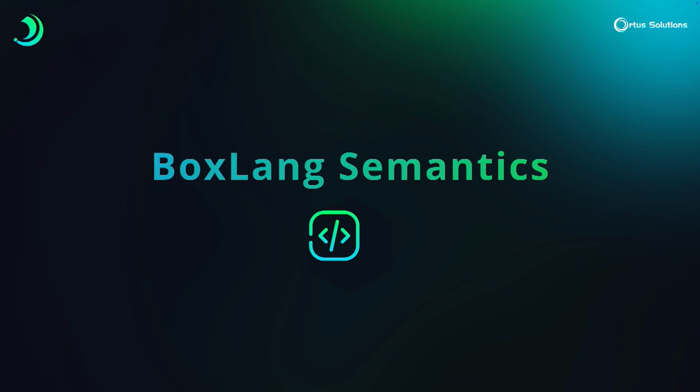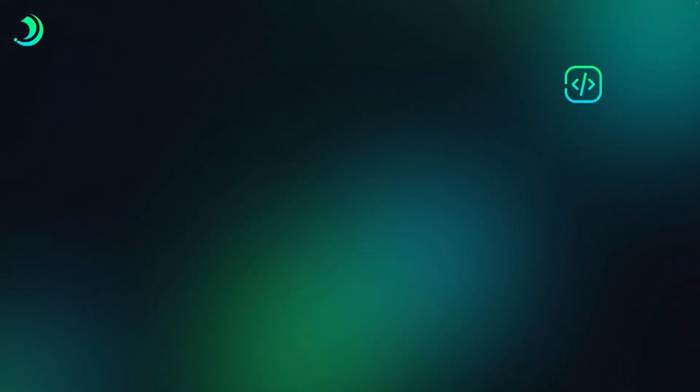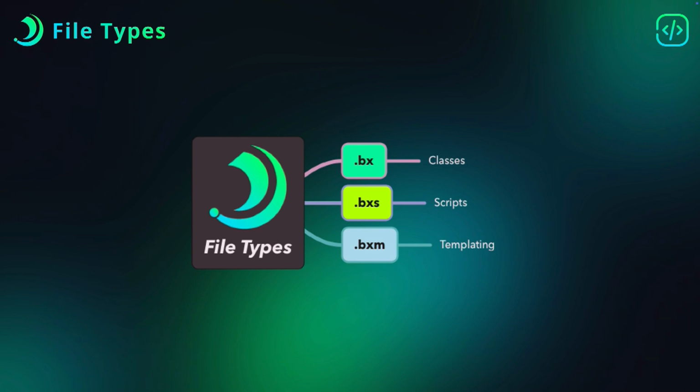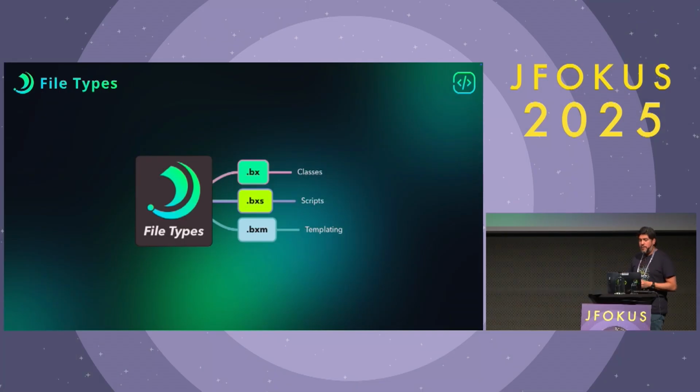So how does it look like? Well, we can look at some semantics. So you get three types of files that you can interact with. You have a BX, which is a class, BXS, which are scripts. So you can do just pure scripting at the operating system level. BXM, if you're building UI applications in the web, for example, or mobile, you can actually have a full templating language available to you.